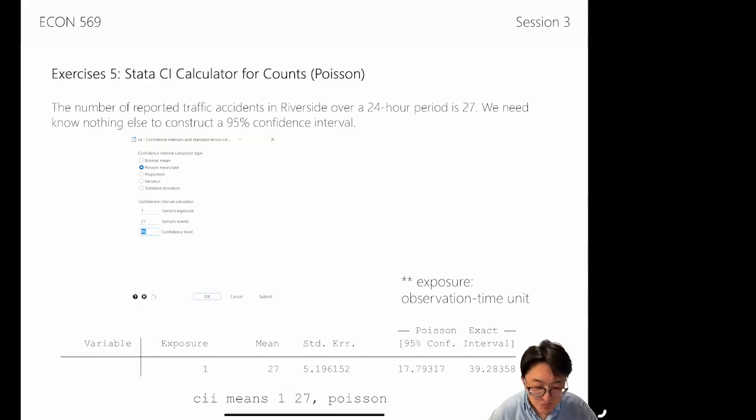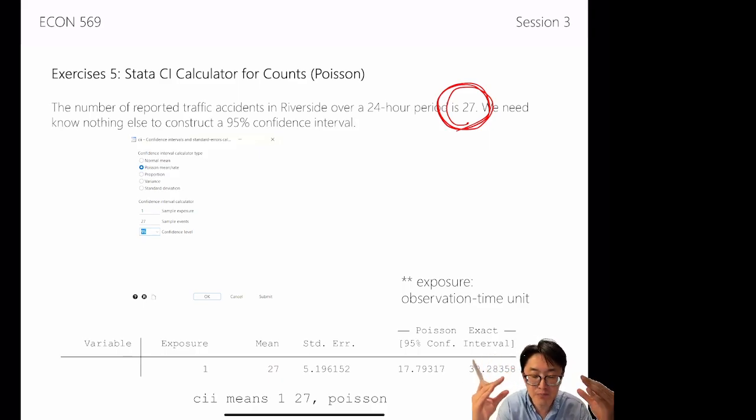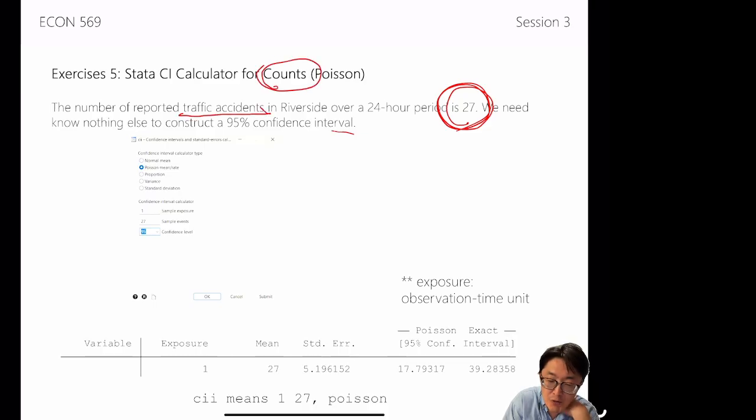Now, let's assume the number of reported traffic accidents in Riverside over a 24-hour period is 27. Let's assume you are interested in whether we should invest more money in traffic lights or traffic law enforcement. You want to know how many traffic accidents you can expect in Riverside in 1 day. Traffic accidents are a count, so you can use the Poisson distribution. Then you put in the Poisson mean. It's not the normal mean, it's the Poisson mean.